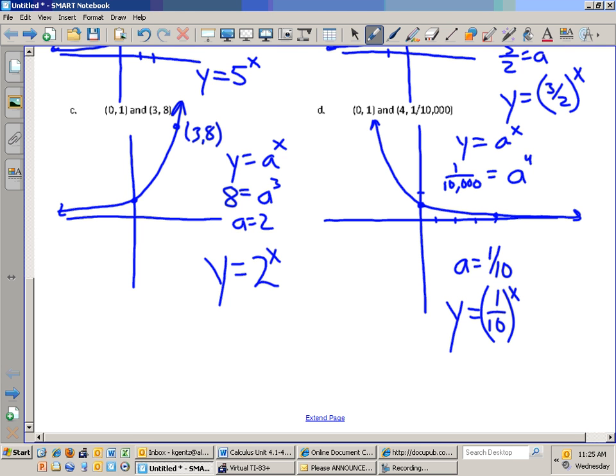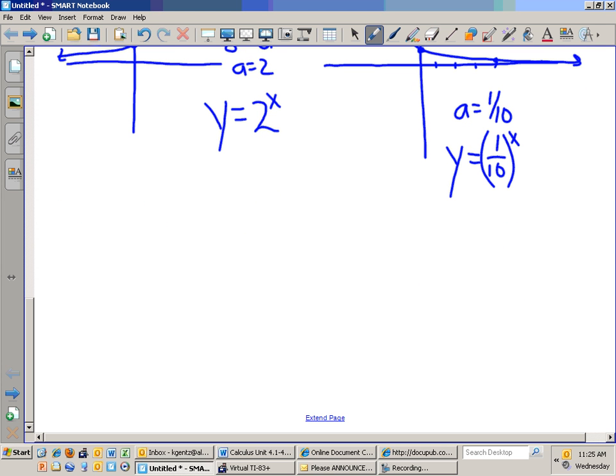Now, somebody in first hour said, well, Mr. Gens, could we write that differently? Instead of writing y equals 1/10 to the x power, could we please write it as y equals 10 to the negative x? Those are the same things. These are identical. I don't care which way you write it. You do what you want. Okay? Any questions?